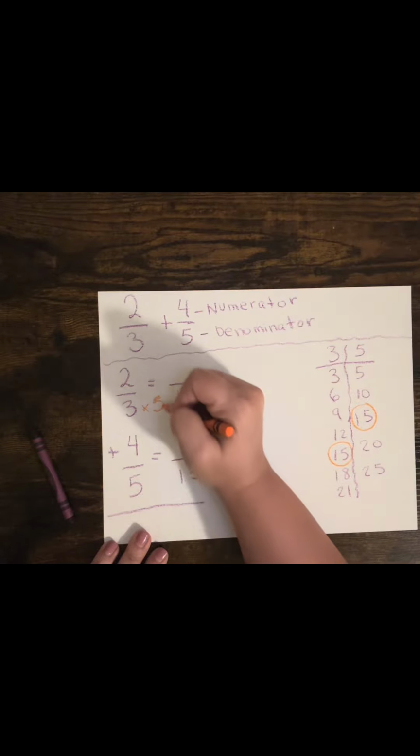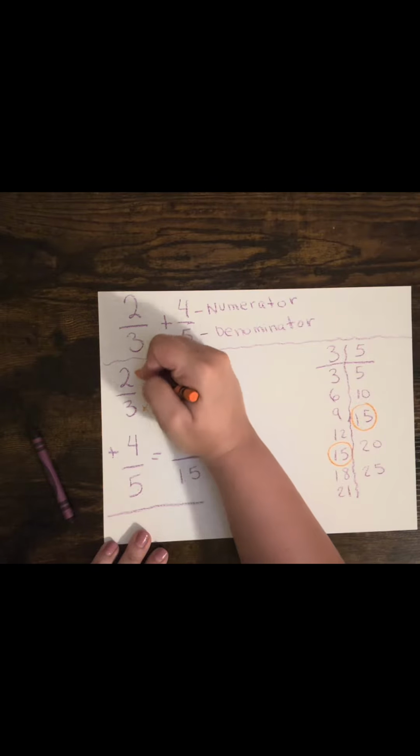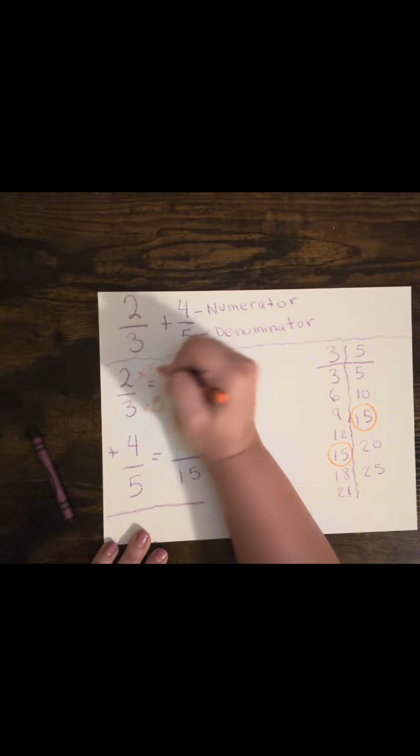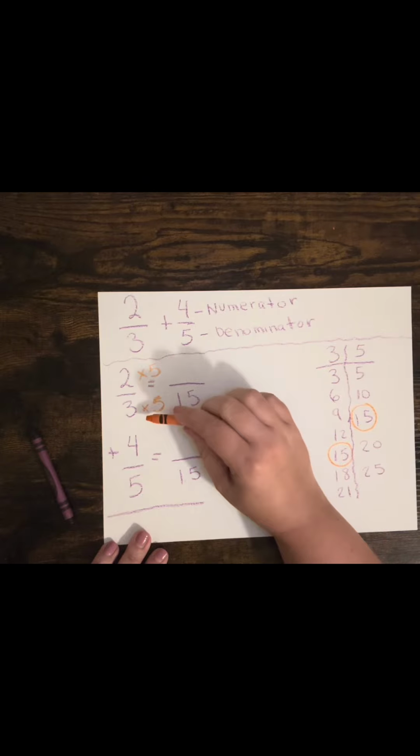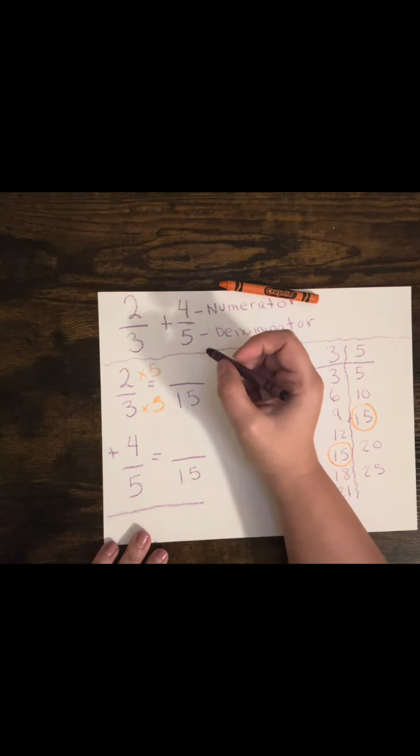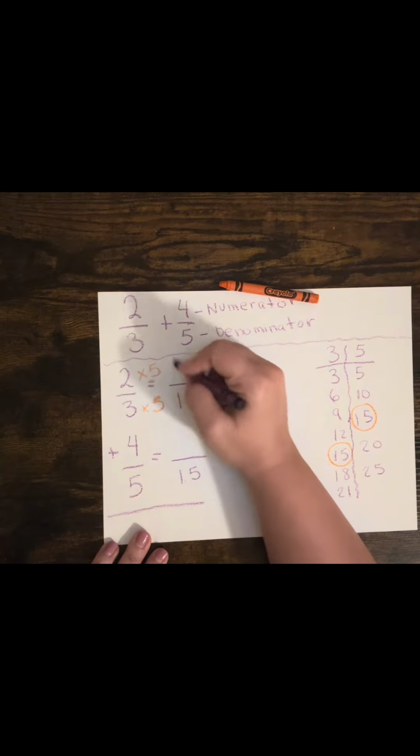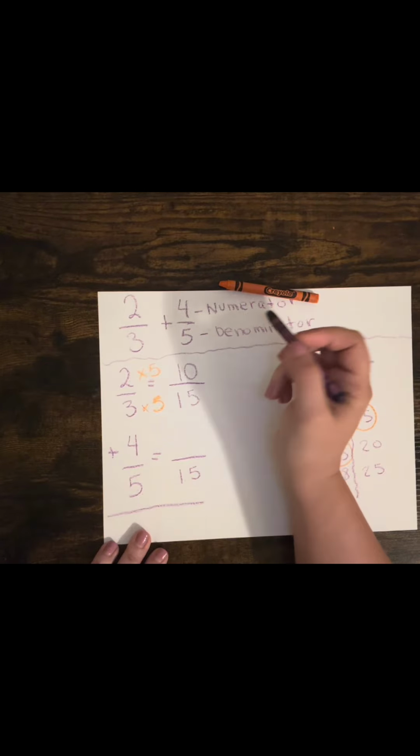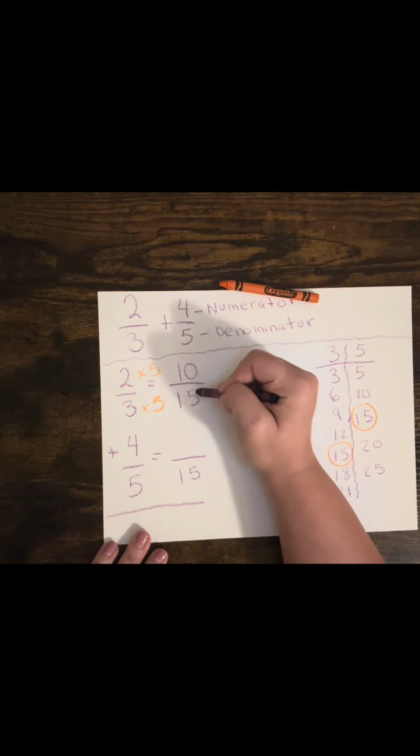So then whatever we do to the denominator, we must do the same thing to the numerator. So if we multiply the denominator by 5, we must do the same thing to the numerator. So now we have 2 times 5, it gives us 10. And look over here, we just created a new fraction, 10/15.